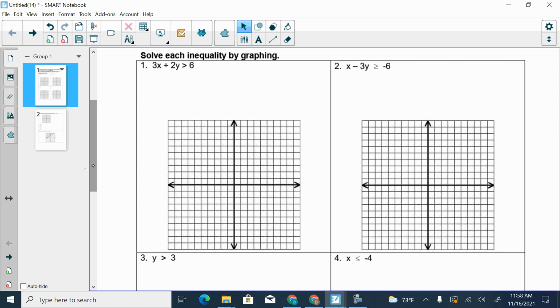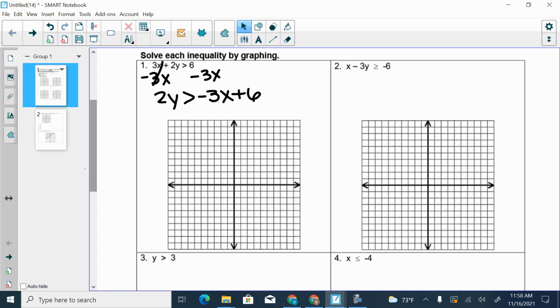Okay, so looking at number 1, is this one solved for y? Is it in y equals mx plus b form? No, so we're going to need to do some rearranging here. So I want to make y be all by itself on the left side. So what should we move first? Minus 3x. Okay, so then I would have 2y is greater than negative 3x plus 6.